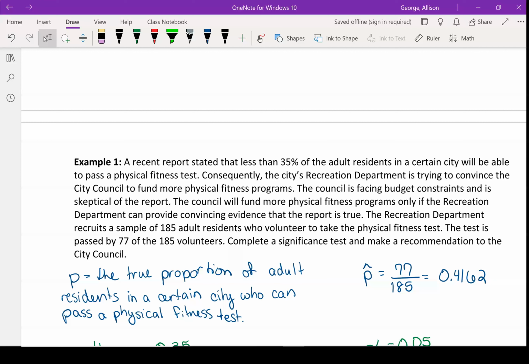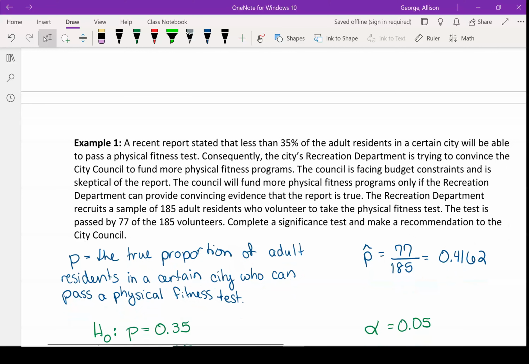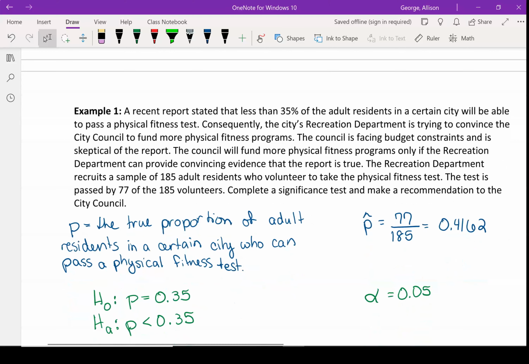Then we need to write our two hypotheses. For our hypotheses, we need to have our null hypothesis and then what we're trying to prove. In this case, what we're trying to prove is that less than 35% of the city can pass the physical fitness test. So that means we need to start with our null hypothesis being P equals 35%. Now, we always want to not write these as percent. We want to write them in decimal form.